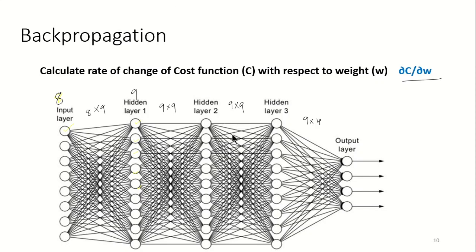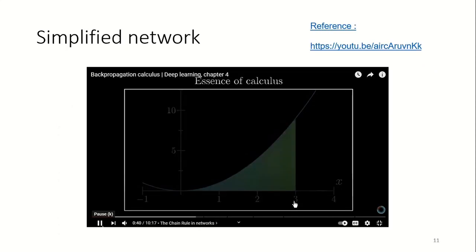So how do we find all these derivatives for a particular weight or for all the weights? How do we calculate the rate of change of cost function with respect to the weight? This is a complex network, so we can take a simplified one. This explanation has been taken from a YouTube video. Just watch this one.